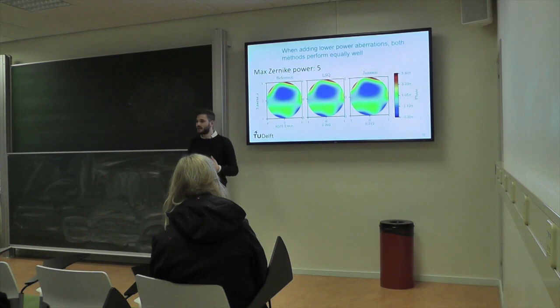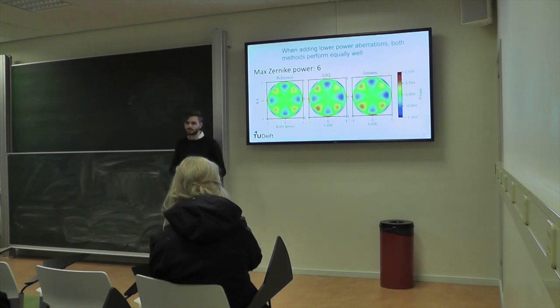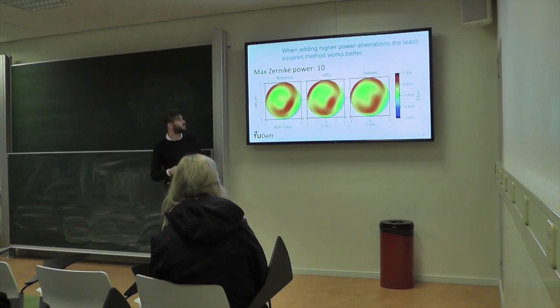If we take a higher power of Zernike aberrations, for instance 6, in this experiment I've added the 6th order quadrifoil. You can see that the least squares reconstruction and Jansen's reconstruction are very, very similar, and it is again shown that they have almost similar RMS error. However, if we introduce higher power aberrations, such as this one, here on the left we see an aberration that I've taken from a microscope objective, so this can typically be seen in microscope objectives.